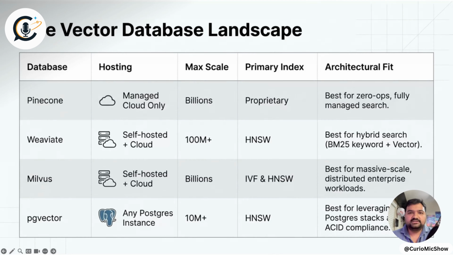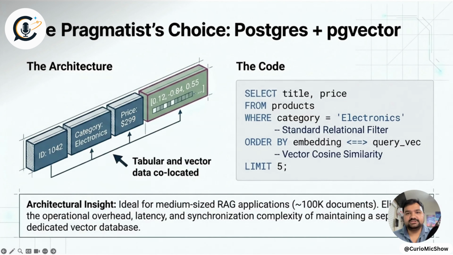So the pragmatic choice: Postgres plus pgvector. We have one more, and this slide focuses on Postgres with pgvector. The key idea is co-location. Your relational data and the vector data live together here. So instead of maintaining a separate vector database, syncing data between systems and handling extra latency, you can run vector search inside Postgres. The example query shows the power: first apply a normal relational filter, for example category equals electronics, then order results by vector similarity. That means among electronic products, find the ones most semantically similar to this query.